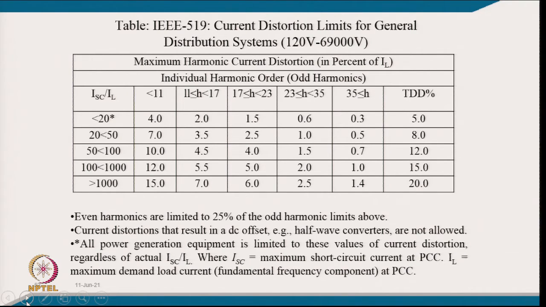supply system. Most of the loads in a distribution system, like in India where we have a 220, 230 volt supply system, or a 415 volt three phase system, all come under this category. And this is the maximum harmonic current distortion as a percentage of the load current, that is IL, and these are the individual harmonics, which are odd harmonics.